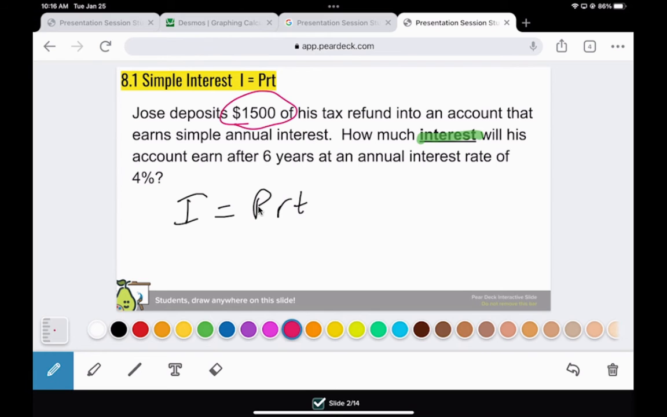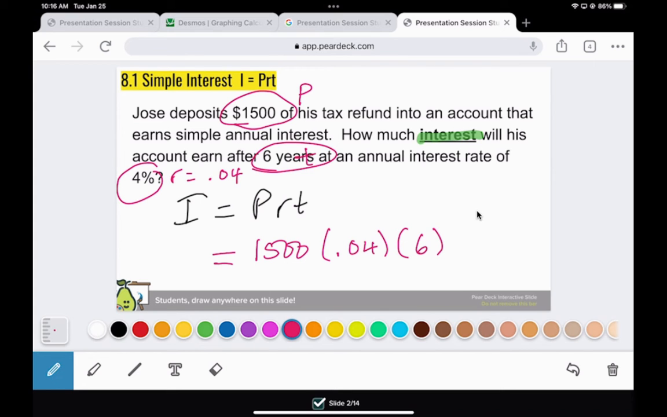Jose deposits $1,500. That's the principal, that's the money from his tax refund, into an account that earns simple annual interest. How much interest will be in his account after 6 years? That's T. An annual interest rate of 4%, so that's the R, 0.04. Don't forget to turn the percent into a decimal for the rate. Now it's just a matter of you plugging it in. P is 1,500. So the rate would be 0.04. The T is 6.